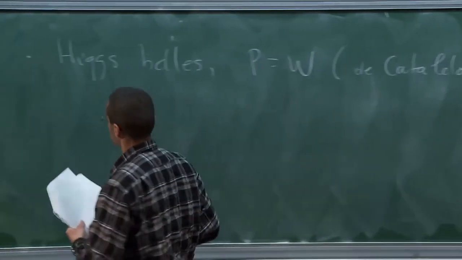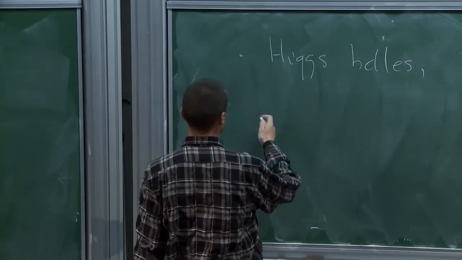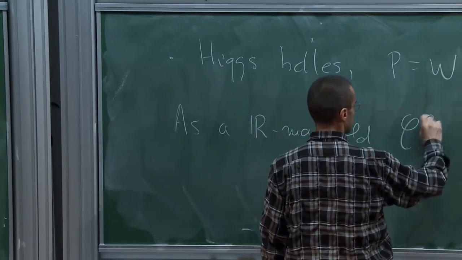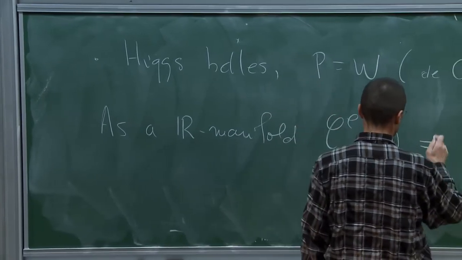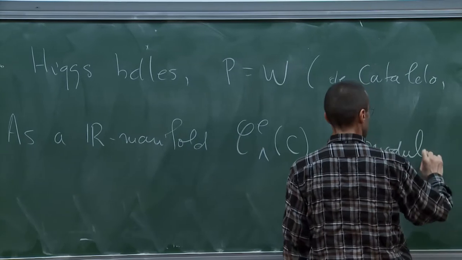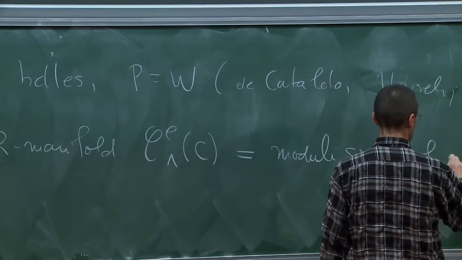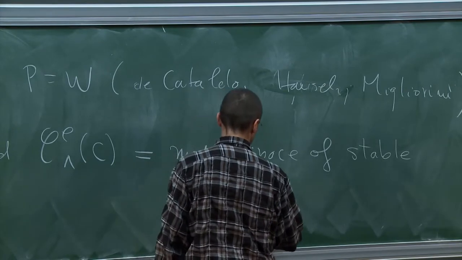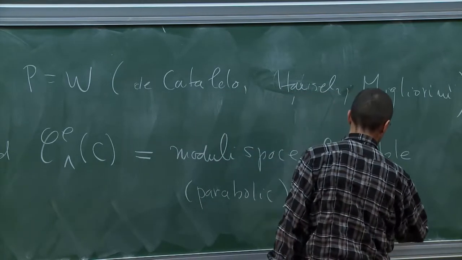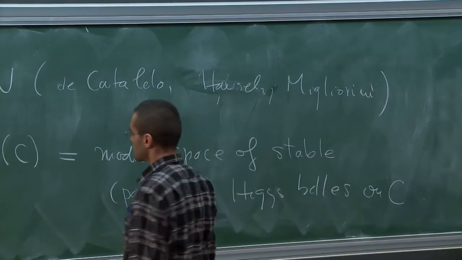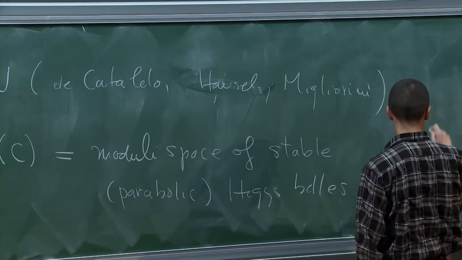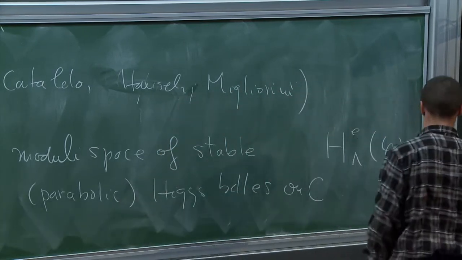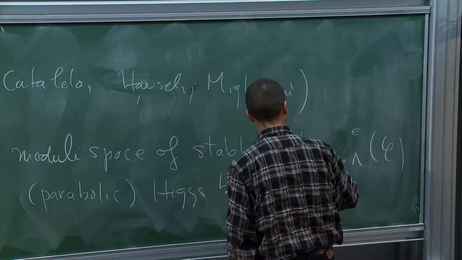But it really relies on previous work, as I said, of Hitchin, Donaldson, and Simpson, which tells us basically that as a real manifold, this character variety we defined is actually canonically identified to a moduli space of stable Higgs bundles, and in this particular case, parabolic Higgs bundles on C. So I'm going to call it H, let's call it H_E lambda of C, from Higgs. Hopefully, it's not going to be too much confusion between this H and that H. Maybe I should call it Higgs to make sure.